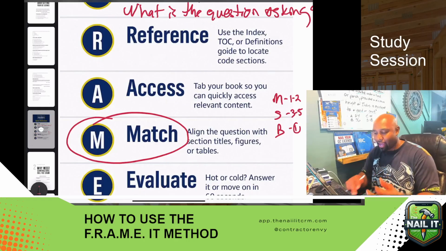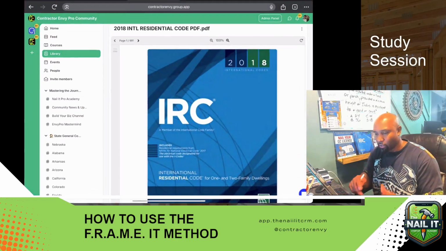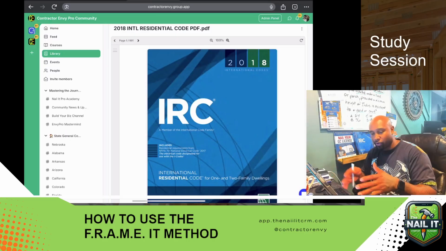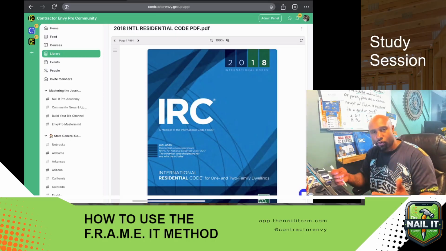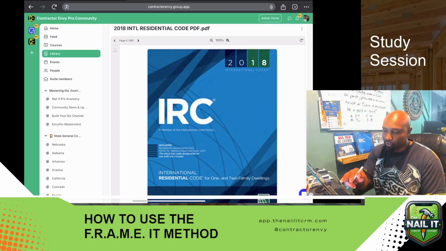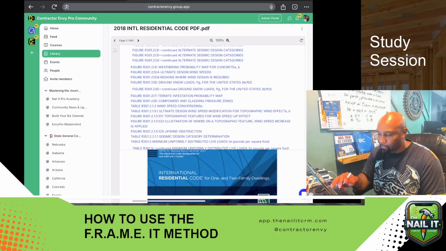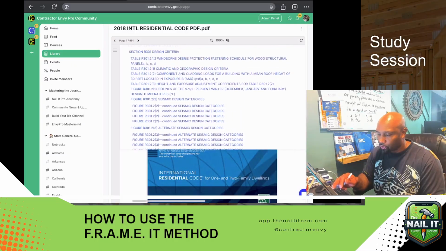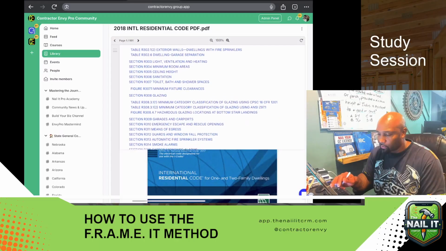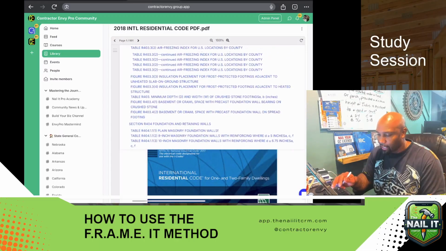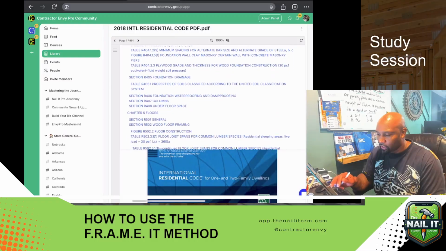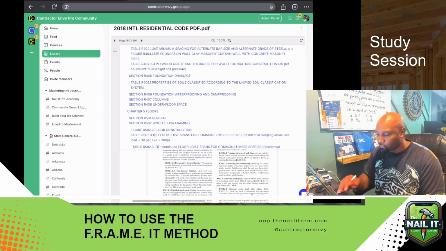And what I mean by that, let me just go ahead and pull up a book. We got a digital book in the community. So if you're not in the community, whew, you are missing out on a lot of opportunity. But in our library here, I'm just going to pull up a section here. Let me go to something random, right? I'm going to go to chapter 4, floors.